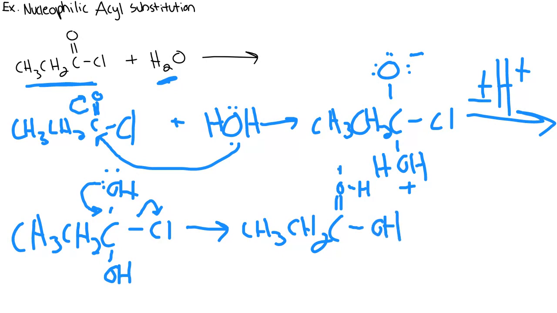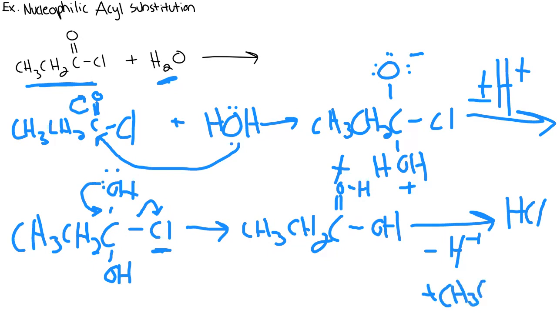Okay, but now that oxygen up there has a positive charge, we don't want that hydrogen there. So that'll come off, no problem. Combine with the chlorine that we lost here, and then we'll form our product, carboxylic acid.